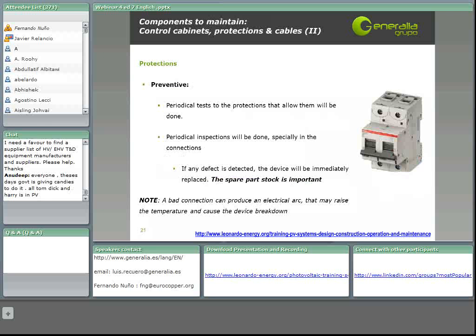For the protections, the spare parts stock is very important. We should do a preventive maintenance and periodical test to those protections that can be tested. We also have to do periodical inspections to all the connections of our protection devices. If any defect is detected, the device must be immediately replaced.